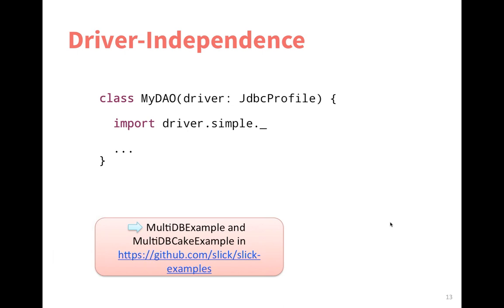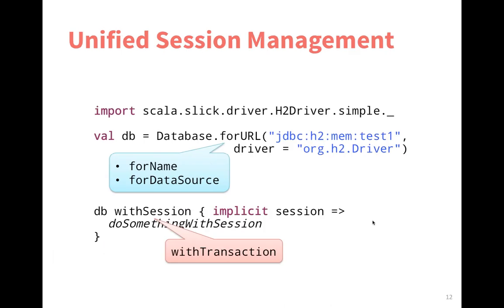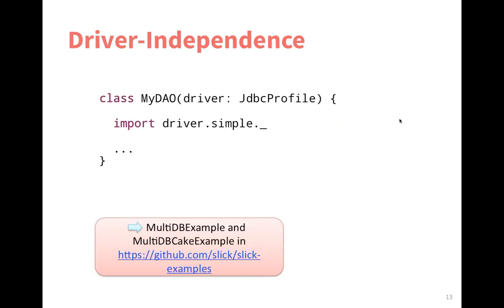So at this point, you may wonder, if you go back to that slide, how do you write driver-independent code? You can see we're importing something from h2driver.simple._. h2driver is, of course, Slick's driver for the H2 database. And we're importing from that directly. But h2driver is not a package, it's an object, because we're writing Scala code and not Java. You can import stuff from any object. And all our drivers implement profiles.